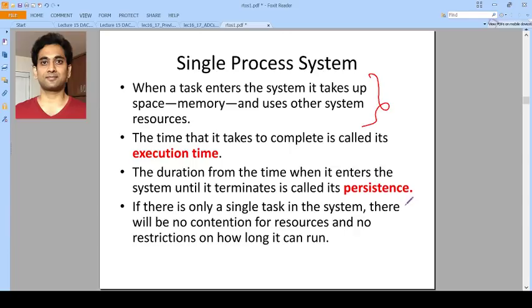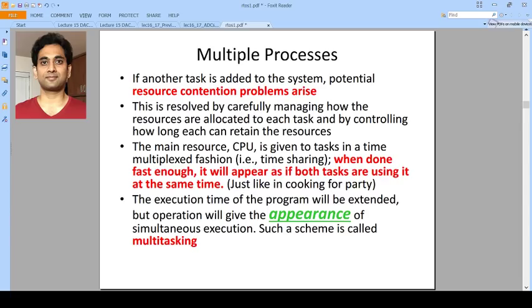And so because there is no contention for resources, there will be no restrictions on how long the task can typically run. That's not the case in multiprocess systems. In multiprocess systems, it is very common to have resource contention problems, because the CPU is, just like you are the only cook available, having to ration your time between the different tasks, all the way from brewing the stock to cleaning the veggies to marinating the meat.